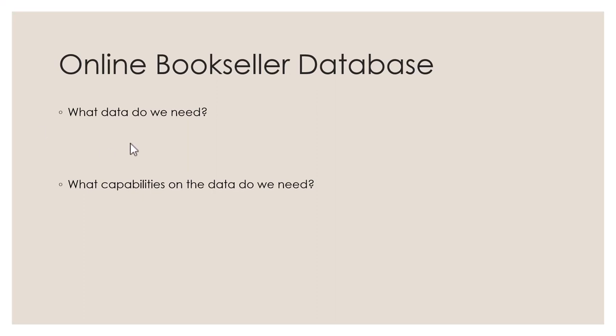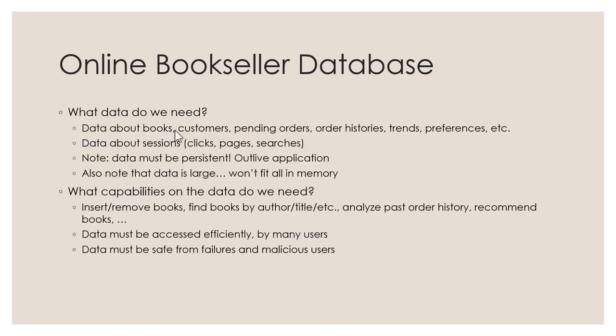Okay, so let's go over what data we need and some of the functionalities. So for data, we have, of course, data about books, customers, pending orders, order histories, trends for each customer, or maybe even genders or age groups, preferences. And since it's an online bookseller, we also have data about sessions, what kind of pages they clicked on, which books they clicked on, and any kind of search keywords.